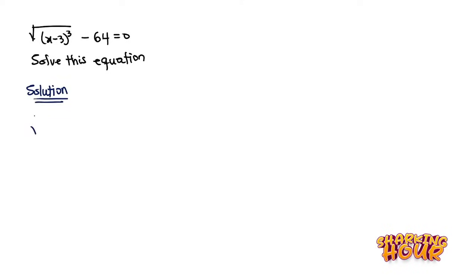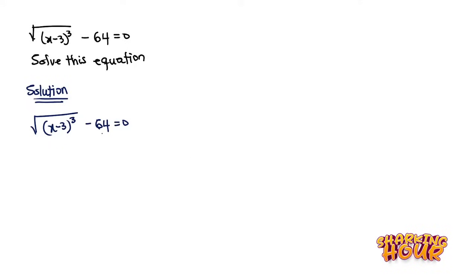So I repeat my question. I have the square root of (x minus 3) in brackets, then cubed, minus 64 is equal to 0. So this is the expression that I have. Now, for me to be able to solve this equation, the first thing I need to do is to send the 64, the negative 64, to the other side of the equal to sign. I am doing this to make the equation much simpler for me to solve.